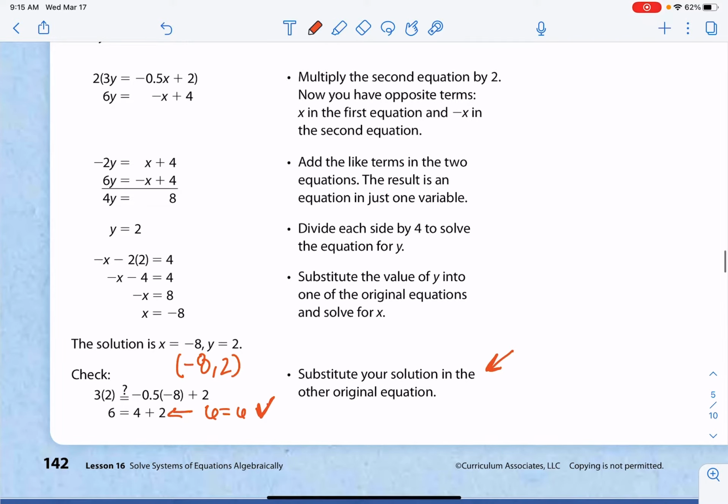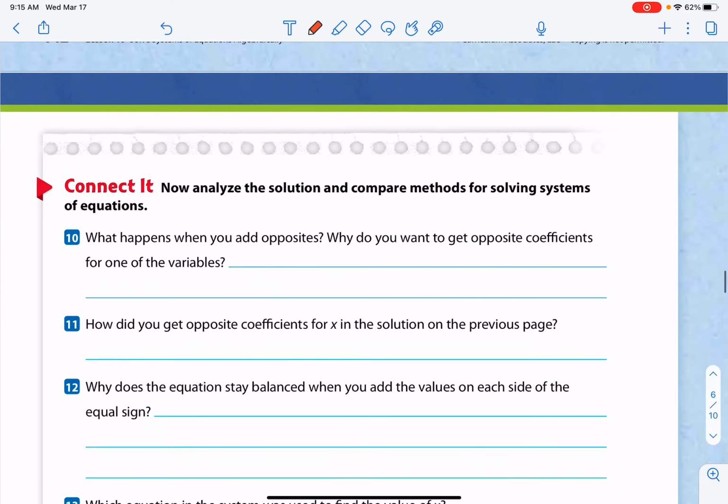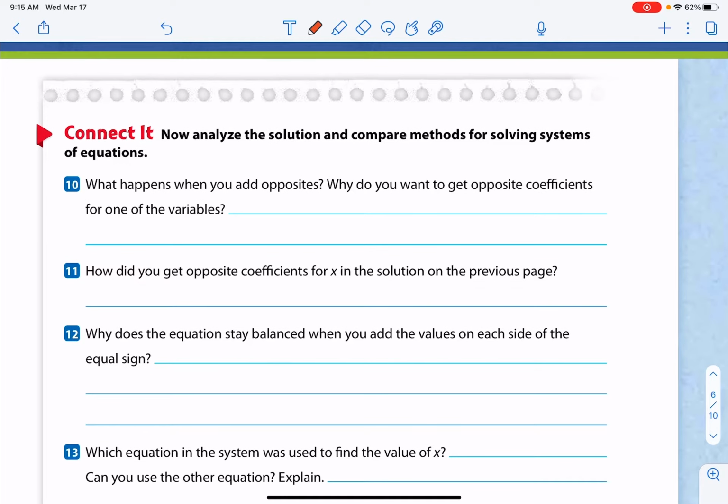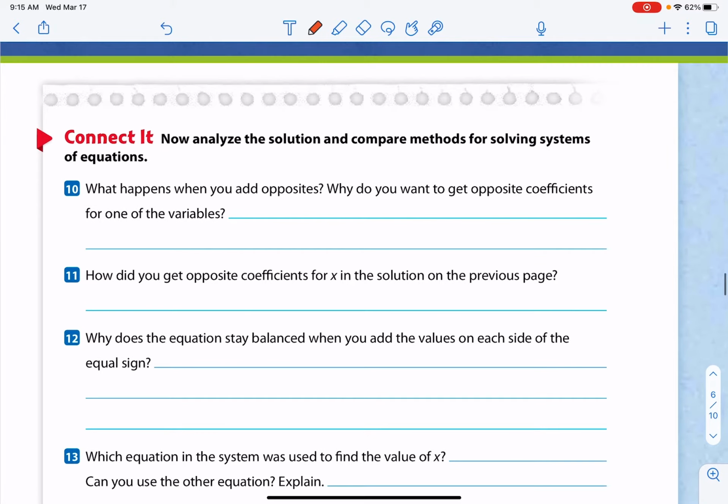All right, and so then we're going to move on to those connected problems. So number 10 says, what happens when you add opposites? And do you want to get opposite coefficients for one of the variables? So when you add opposites, you get 0. Any number plus its opposite is 0.